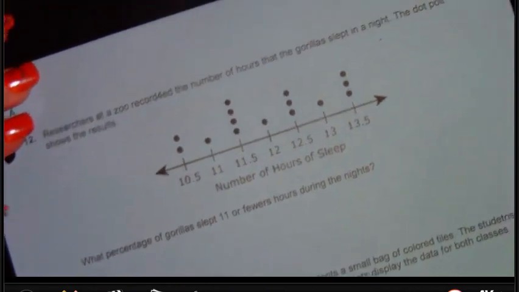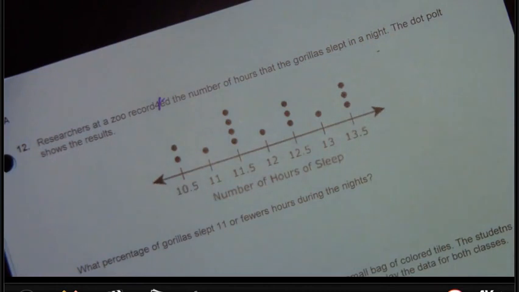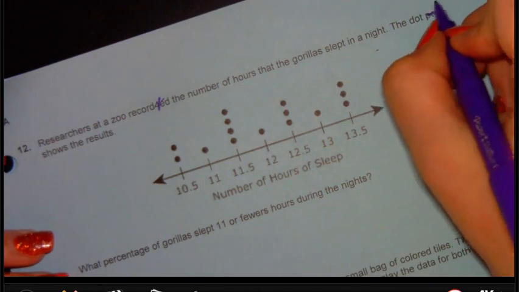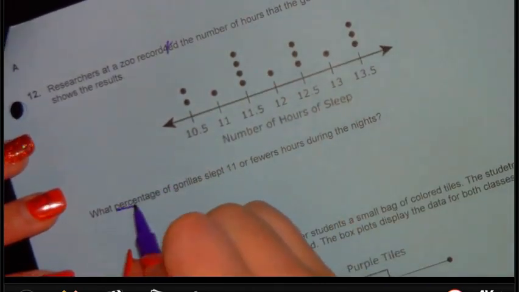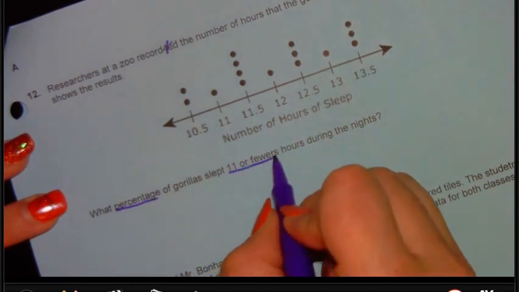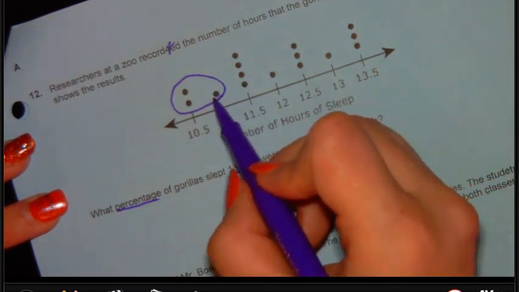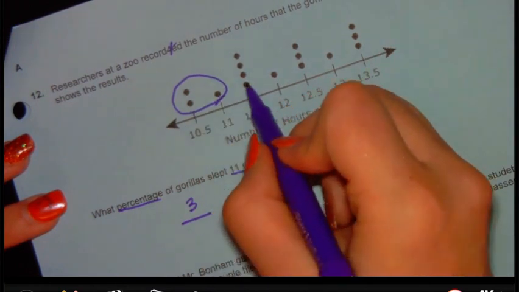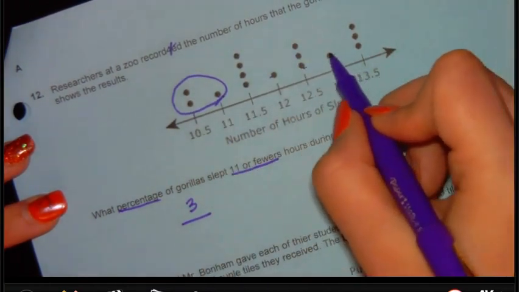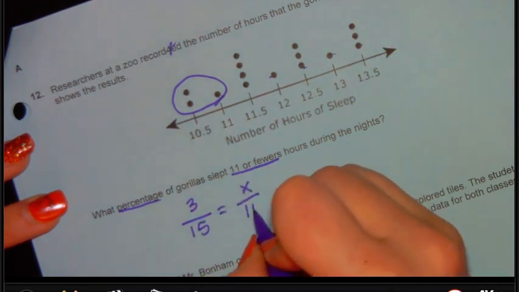All right, number 12, a zoo researcher recorded the number of hours that gorillas slept in a night. The dot plot shows the results. What percentage of gorillas slept 11 or fewer hours in the night? All right, so out of 11 or fewer, I have 3 over 1, 2, 3, 4, 5, 6, 7, 8, 9, 10, 11, 12, 13, 14, 15 is equal to X over 100.